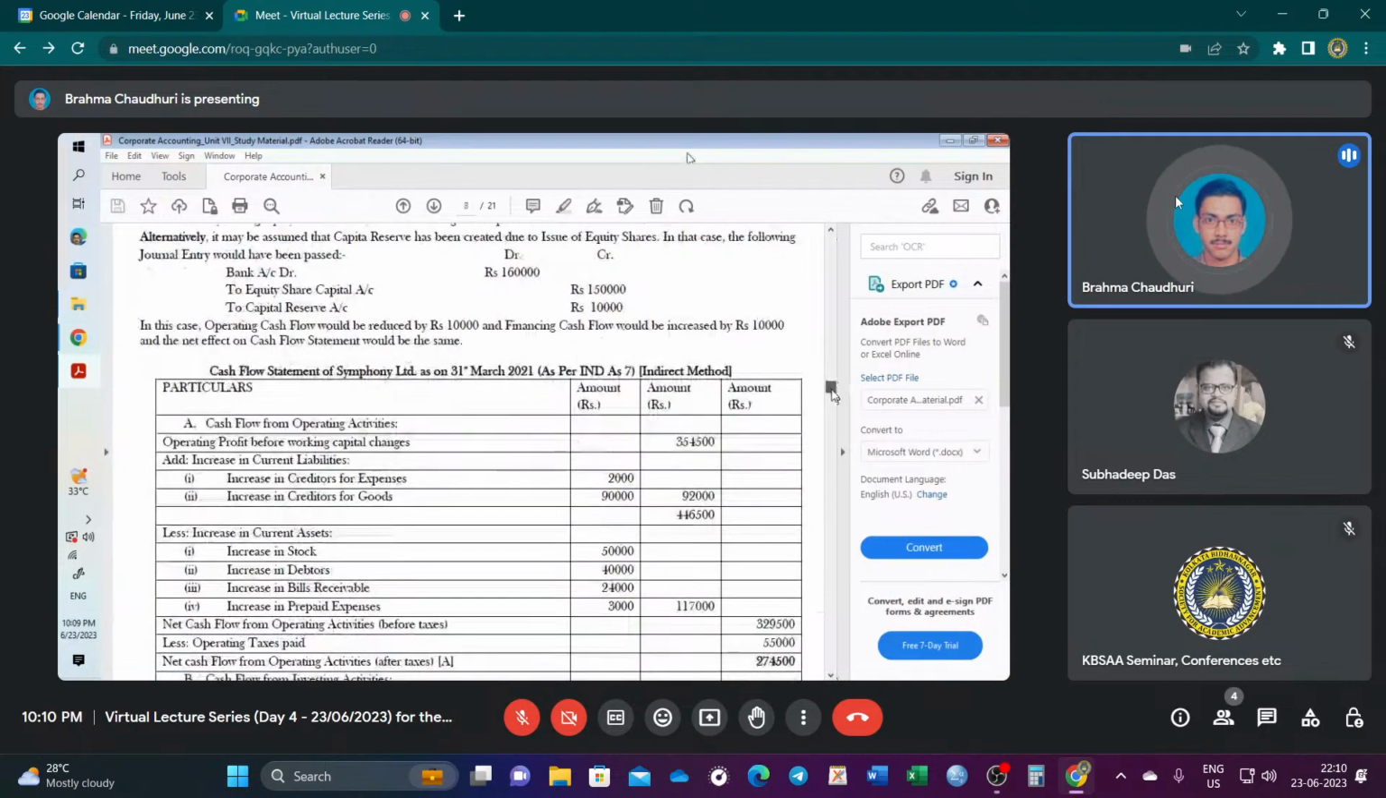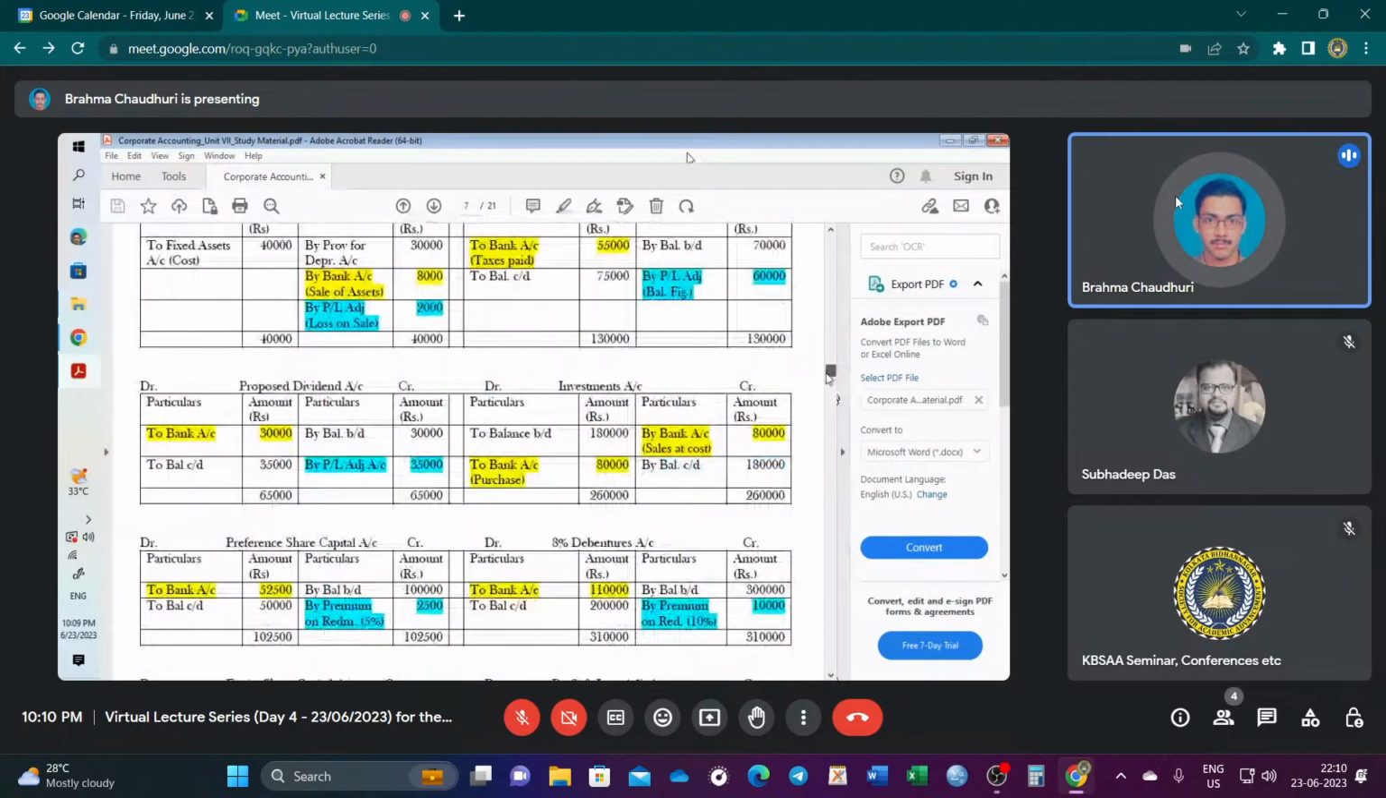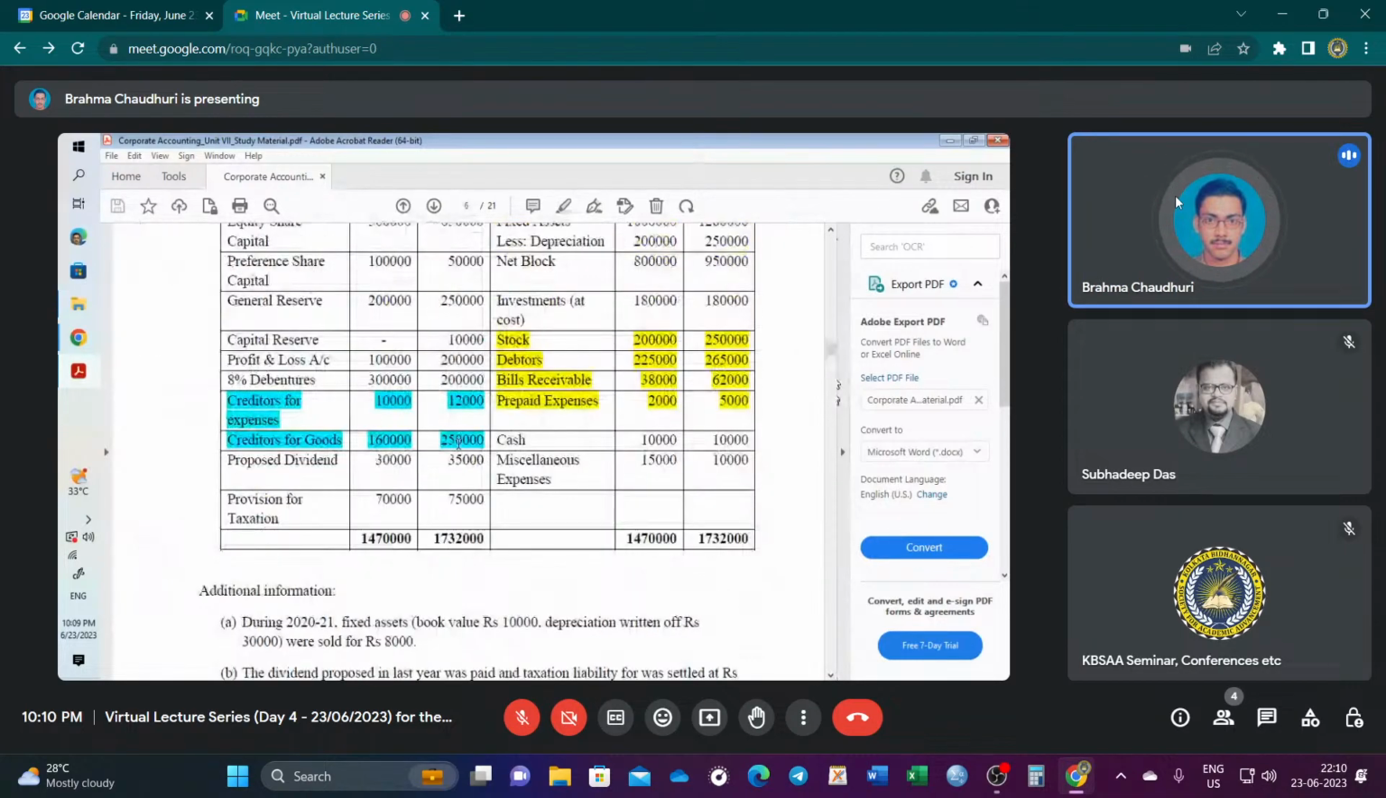3,54,500. Now there has been an increase in current liabilities during the year, 10,000 to 12,000 and 1,60,000 to 2,50,000. Increase in current liabilities has a direct relationship with cash flow. That means if the current liabilities increase, cash flow will also increase. If current liabilities decrease, cash flow will decrease. But an increase in current assets has a negative impact. If the current assets increase, cash flow will decrease. If the current assets decrease, cash flow will increase.